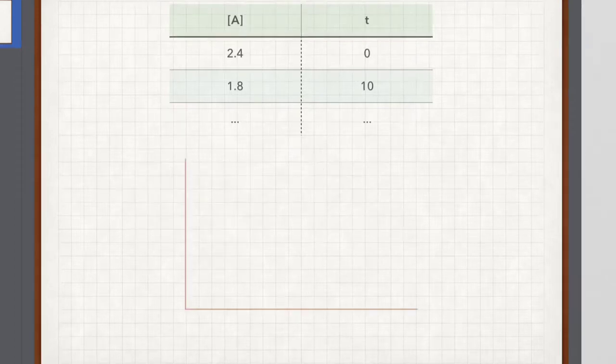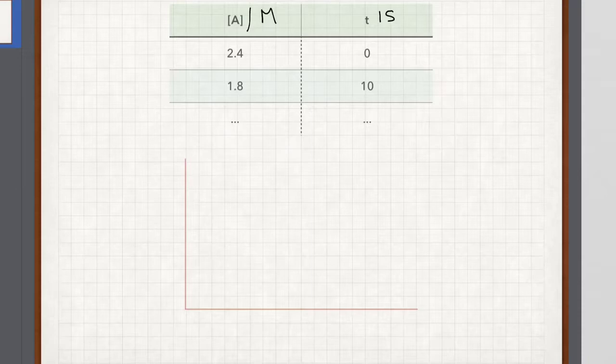If I then take this further, I've got my units here, and I'm just going to write big M. Big M is just shorthand for moles per decimeter cubed. And here I have just a little graph.